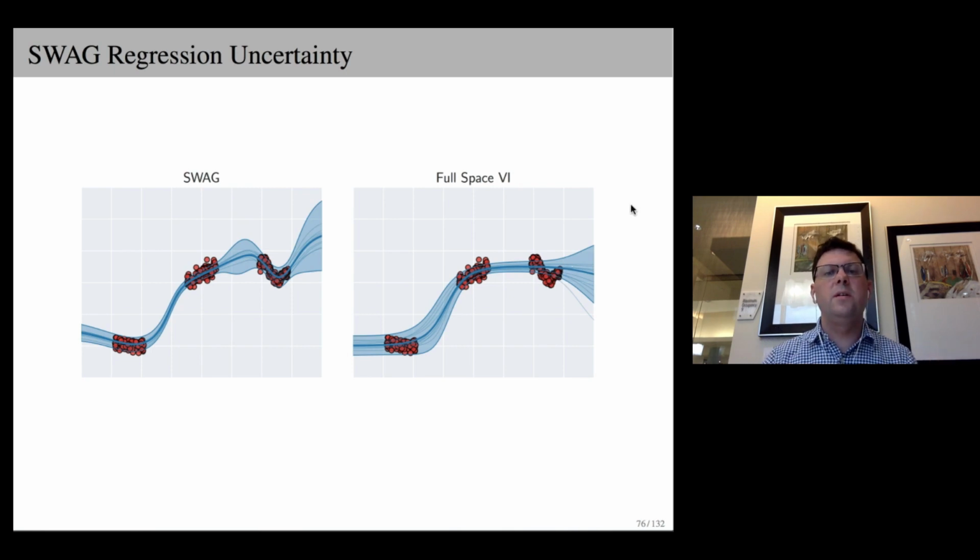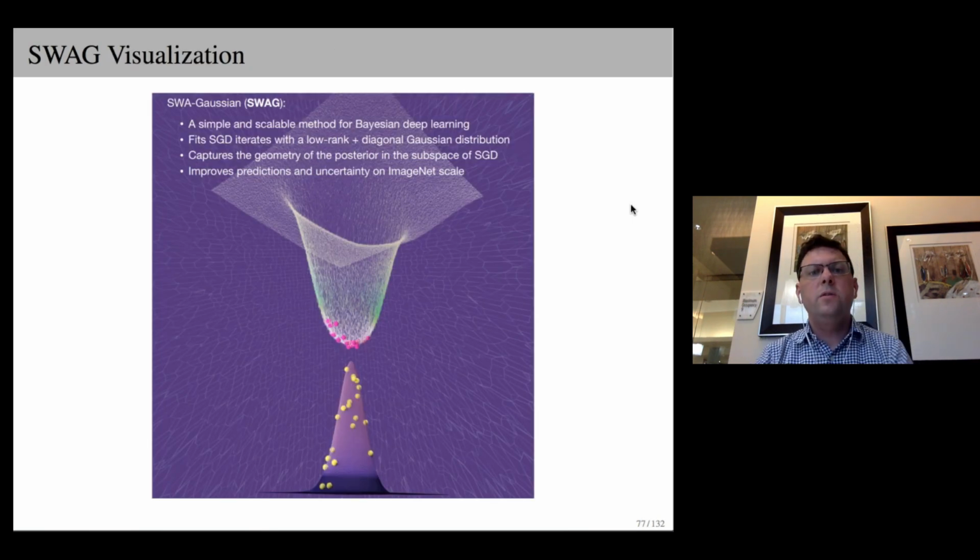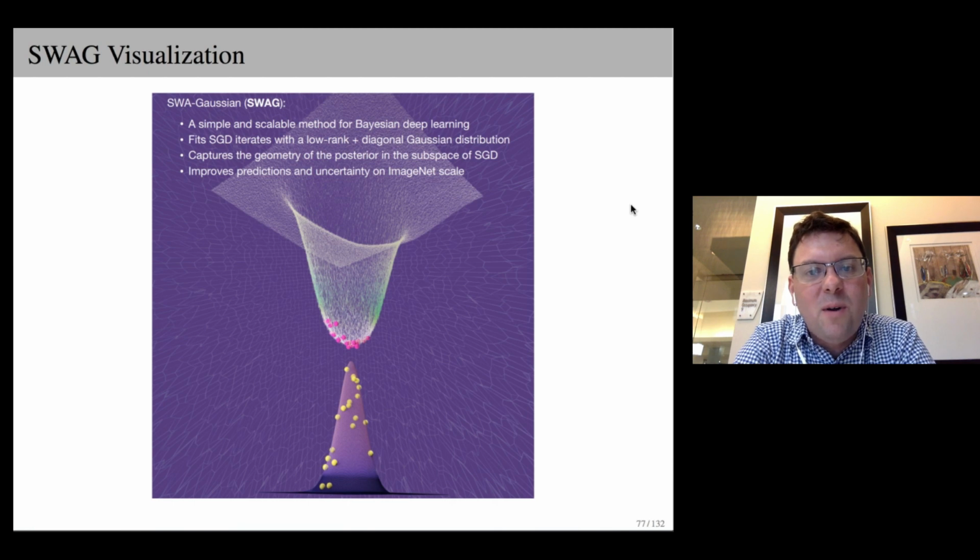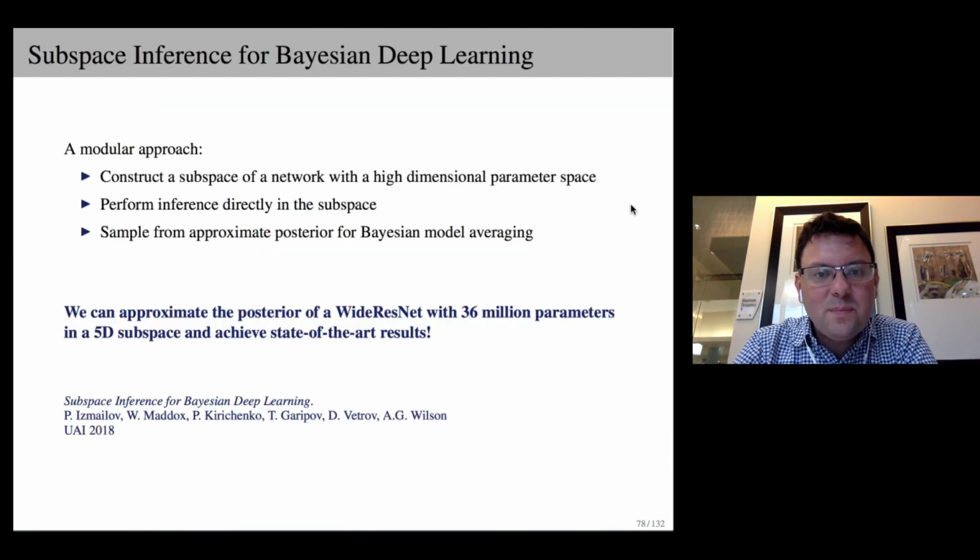So it's not doing a great job of epistemic uncertainty representation. So in short, this SWA Gaussian, SWAG, procedure provides a simple and scalable method for Bayesian deep learning. The idea is just to fit the SGD iterates to a low rank plus diagonal Gaussian distribution, and we can capture geometric properties of the posterior in a subspace of SGD, and we can improve predictions and uncertainty at the ImageNet scale.